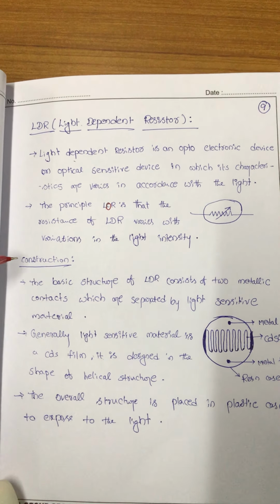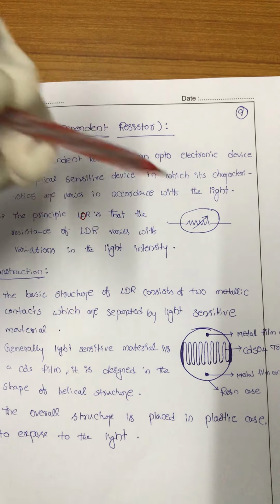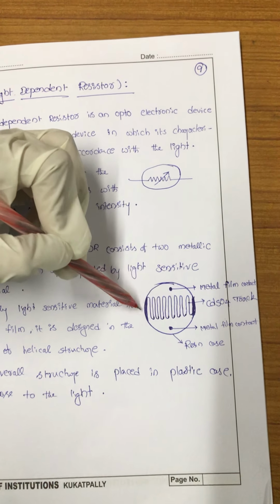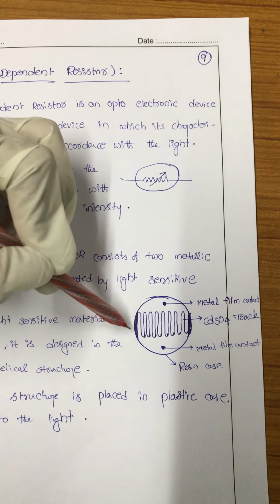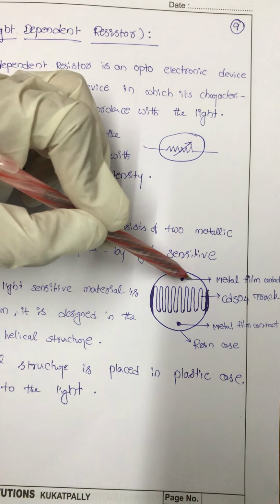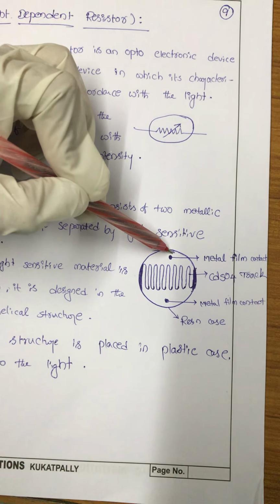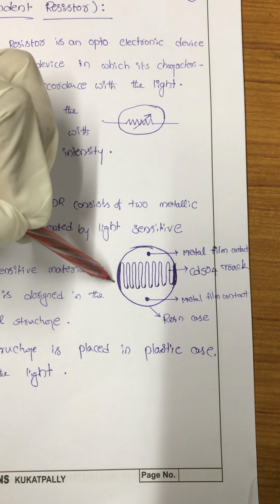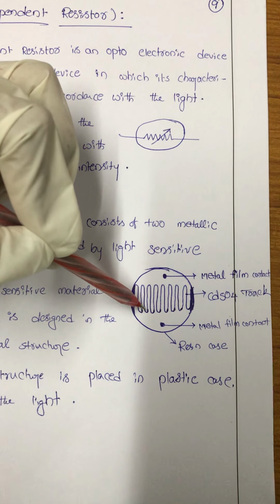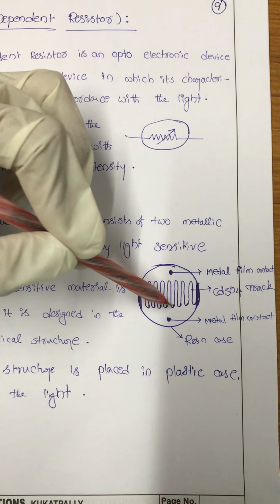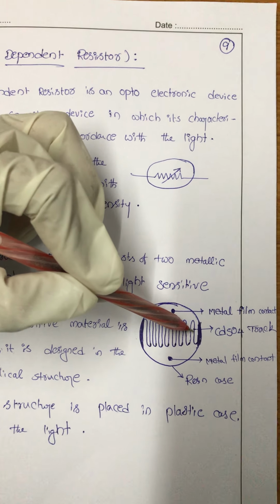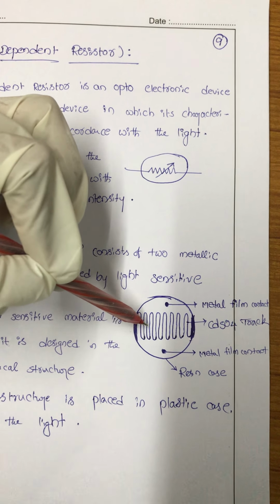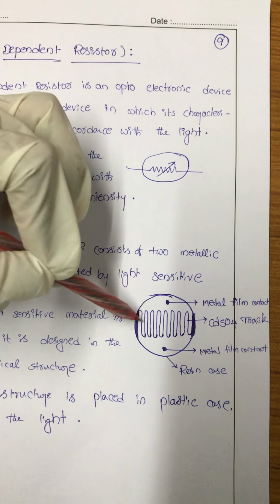Coming to the construction, the LDR is based on the cadmium material, and the cadmium material is connected between two metal film contacts. Means the cadmium material separates the total structure of the LDR. Okay, so the cadmium material is also represented by a helical structure. Why are we using the helical structure? In a small amount of place, we can construct a large amount of length.